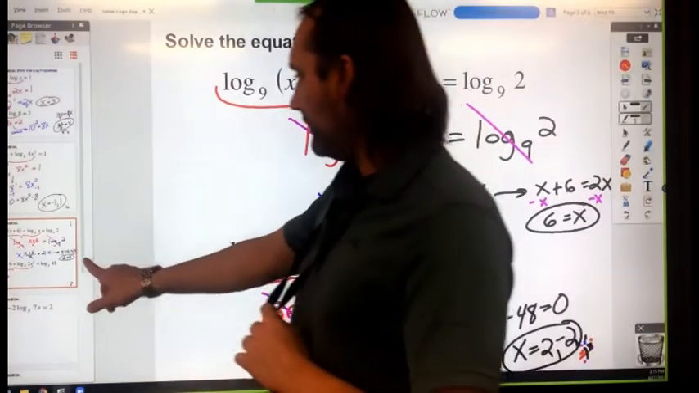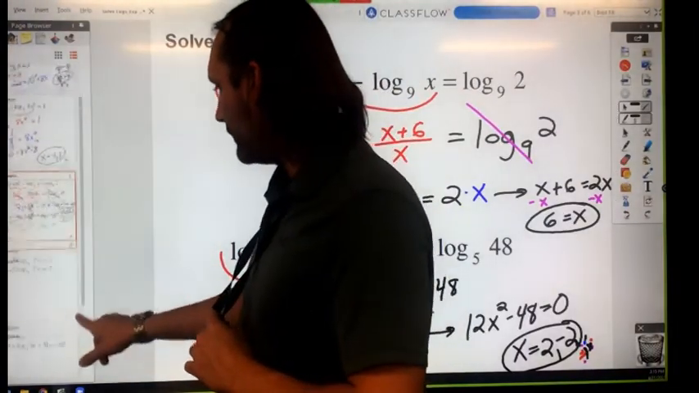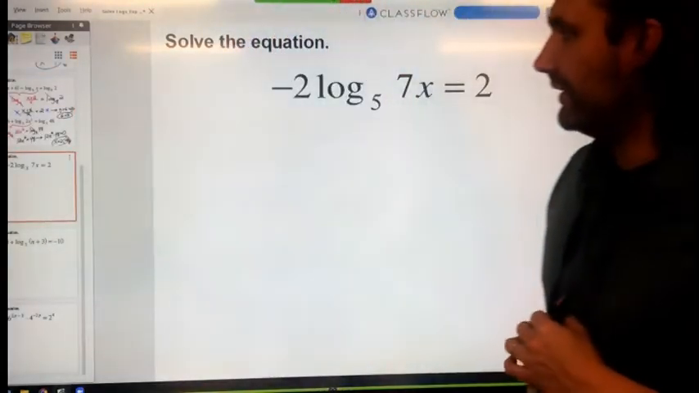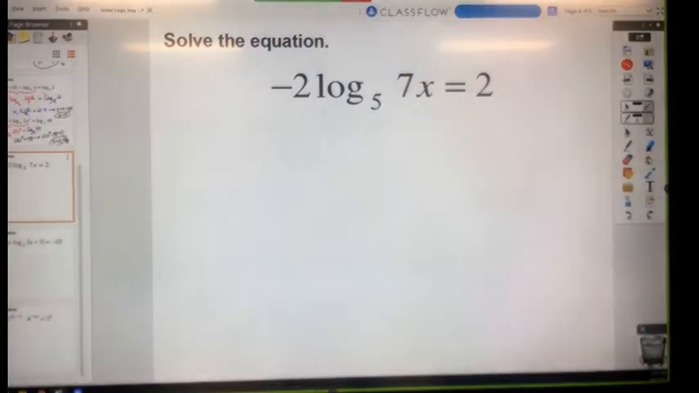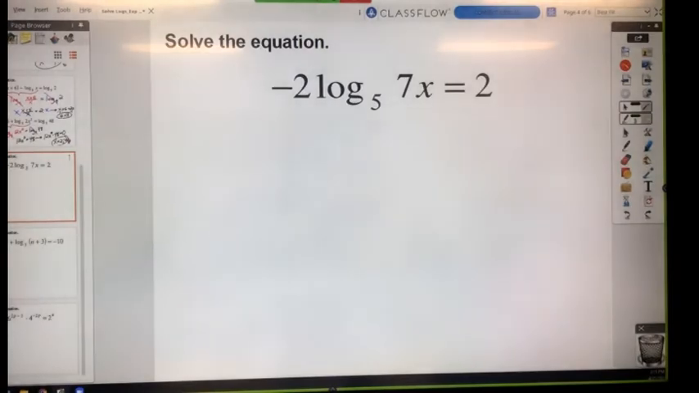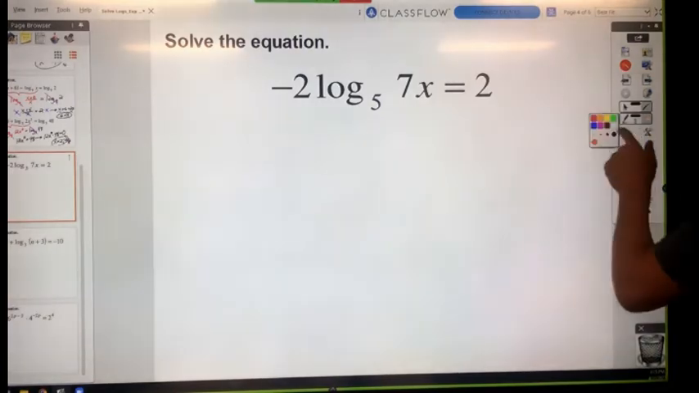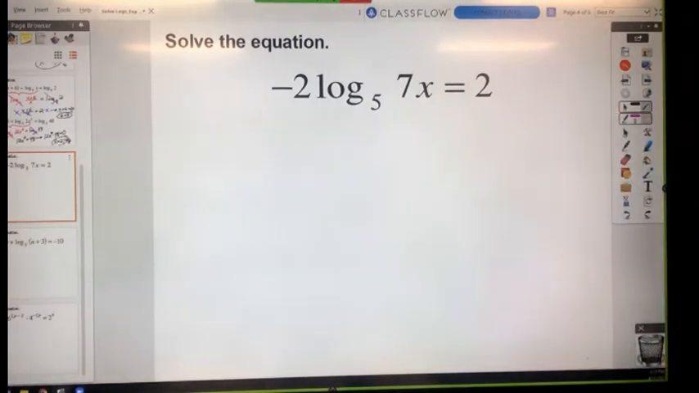These next questions, I want to make sure that you have good strategies in order to solve. So looking at this one, what would be the best strategy to do first? What would be a good first strategy?